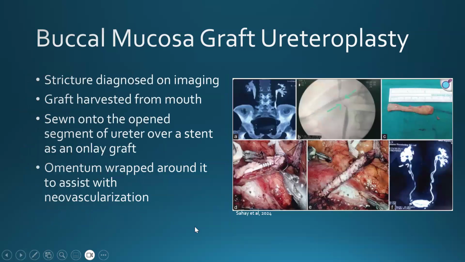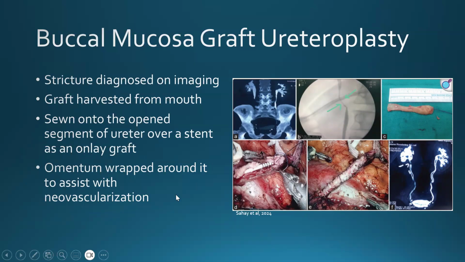And so this is a buccal mucosal graft ureteroplasty, step by step. And this was actually performed robotically. And so imaging is utilized to delineate the stricture, and that's what's being depicted here in A. And then an RPG was also used to estimate the length of that stricture. The graft is then harvested from the mouth, and it is sewn onto an open segment of that ureter over a stent as an onlay graft.